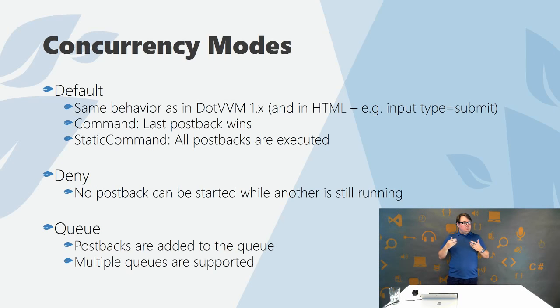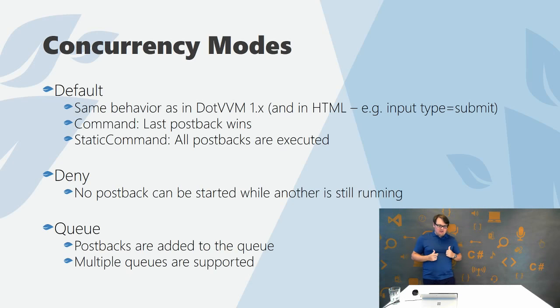Because it doesn't have to be current, because it could be changed by the next postback. So that's why DotVVM throws away all the responses and keeps only the last one. I will have a demo where you could see the behavior. There is another mode which is great to prevent double postbacks.